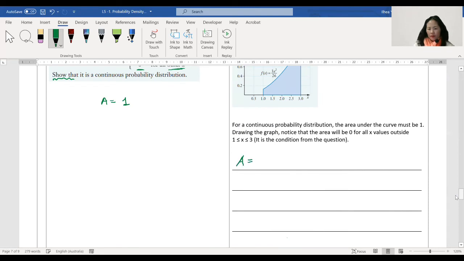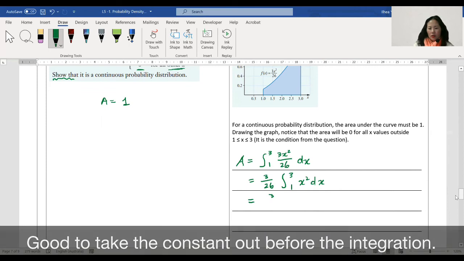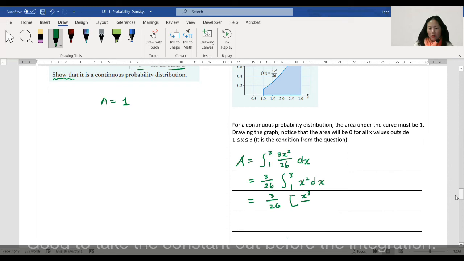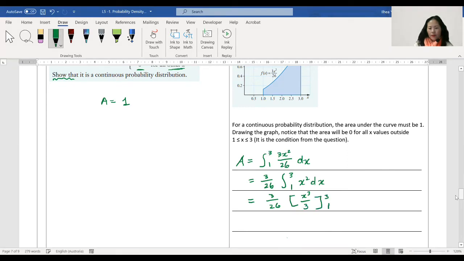Area equals the integral from 1 to 3 of 3x squared over 26 dx. Then I will just integrate normally, x cubed over 3, from 1 to 3. Okay, and then I'm just going to take 1 over 3 out because that's a constant, and I don't want to deal with a constant inside with the x. So that will cancel out. So I'm left with 1 over 26.